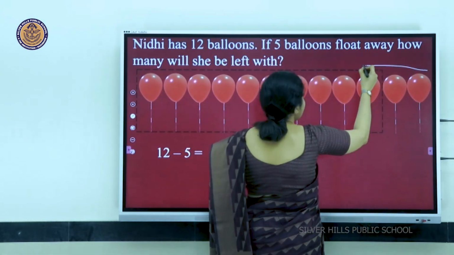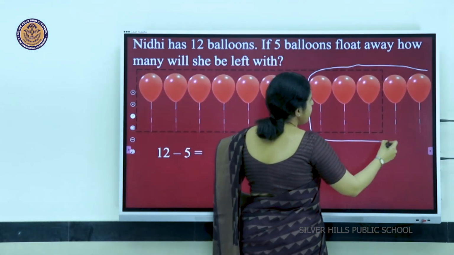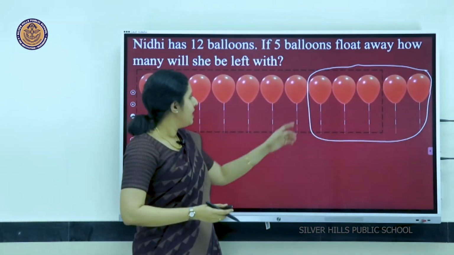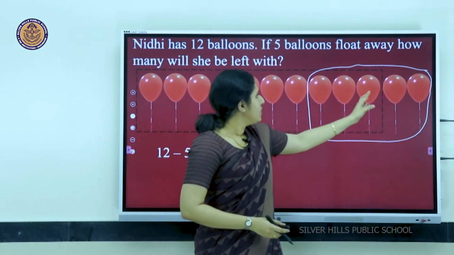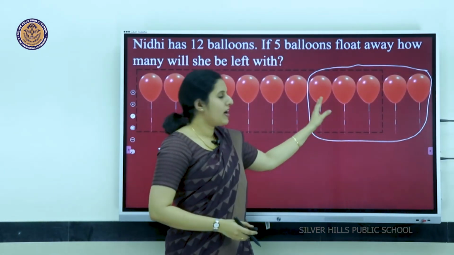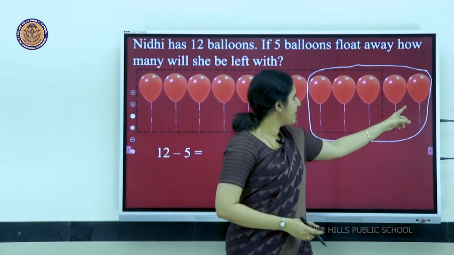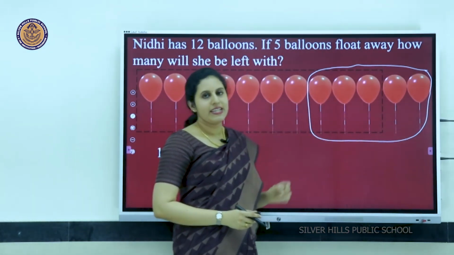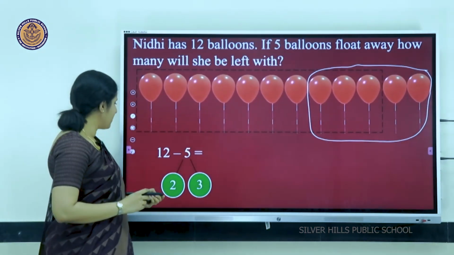Since I want 5 balloons that will be flying away, I have drawn them here. See, these 5 balloons, suppose they are flying away, 2 of those are from outside the 10 group and 3 of them are from inside the 10s group. Now, how do I write that as a number bond?